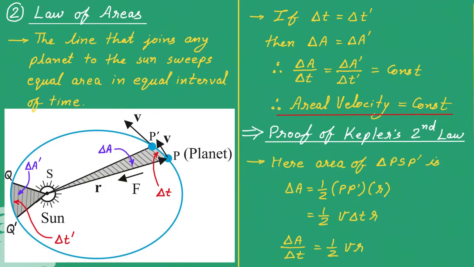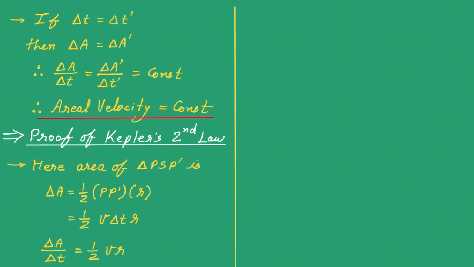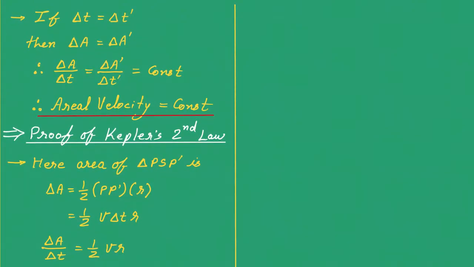into R. Now let me multiply and divide this equation with m. So I will get delta A upon delta t as mvr divided by 2m. But this mvr is angular momentum, L upon 2m. Here there is no external torque on the planet. So angular momentum L is constant, right? And m is obviously constant.